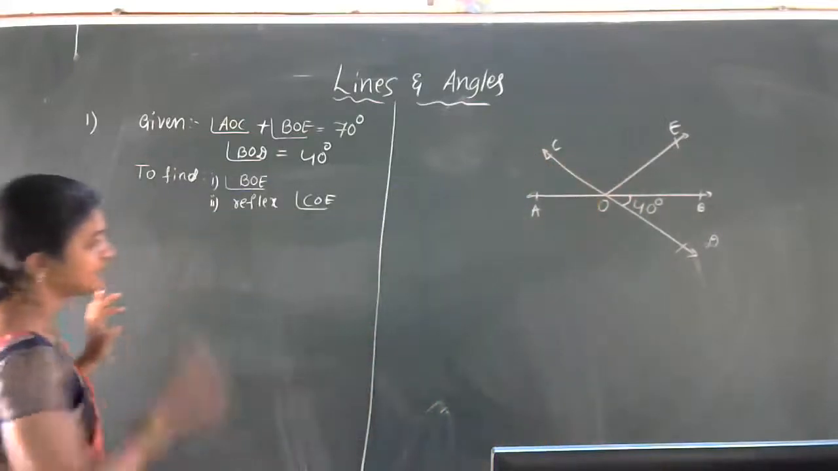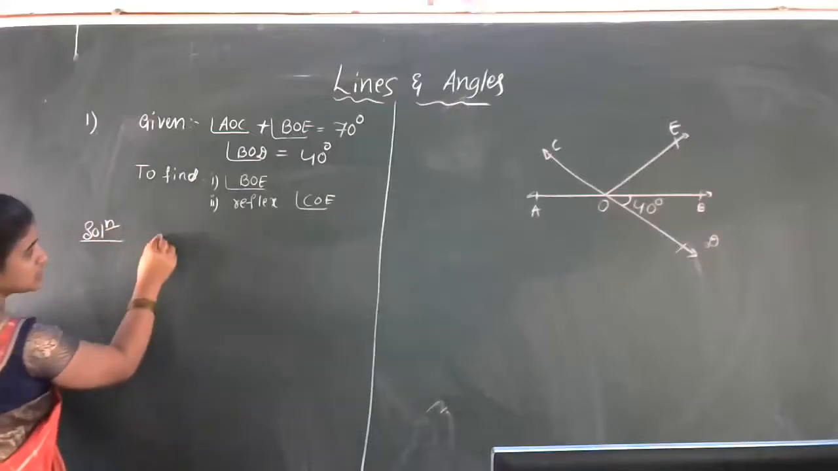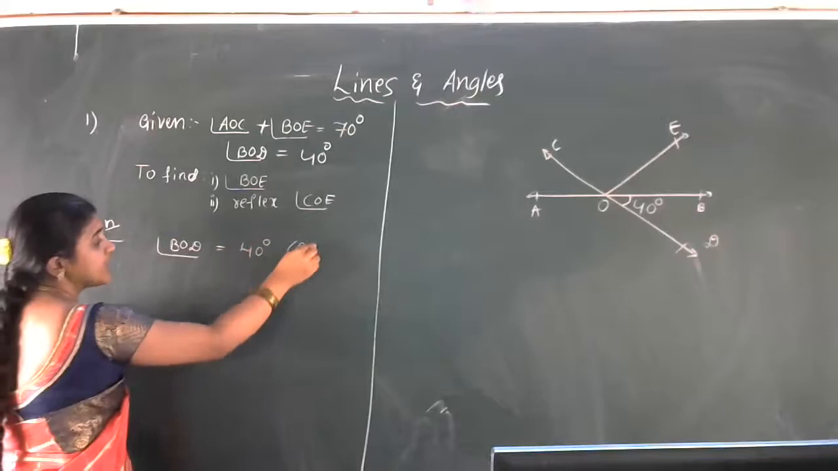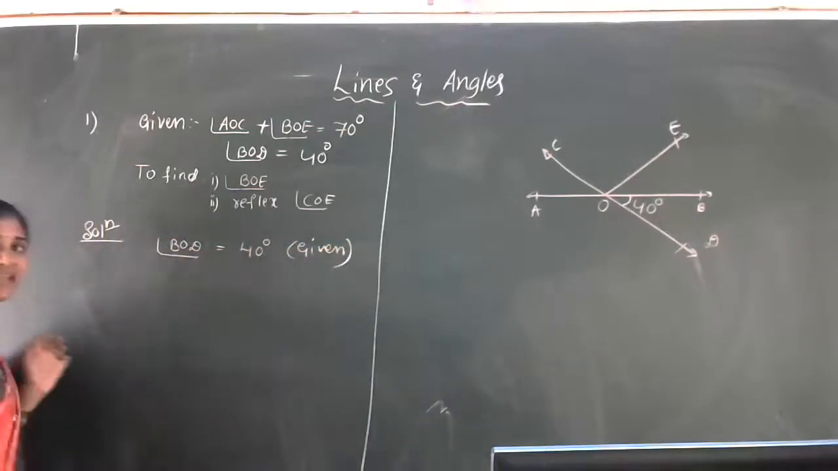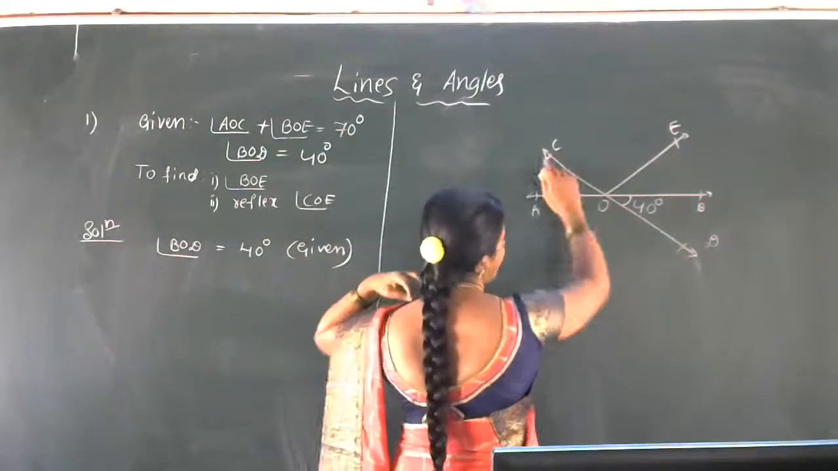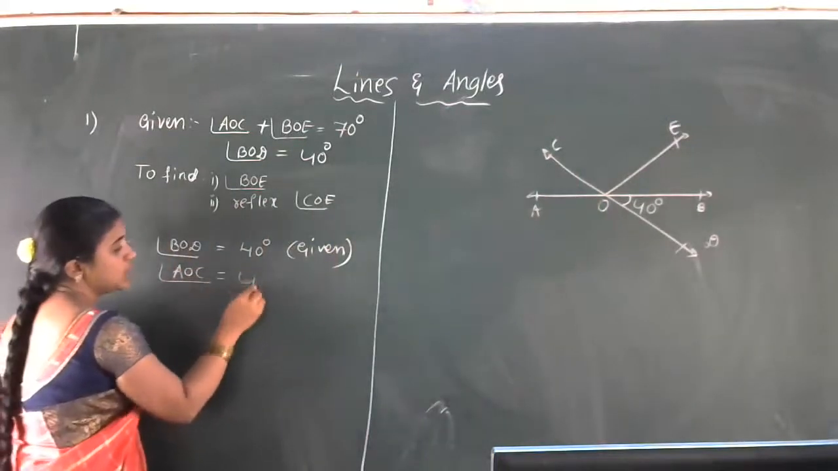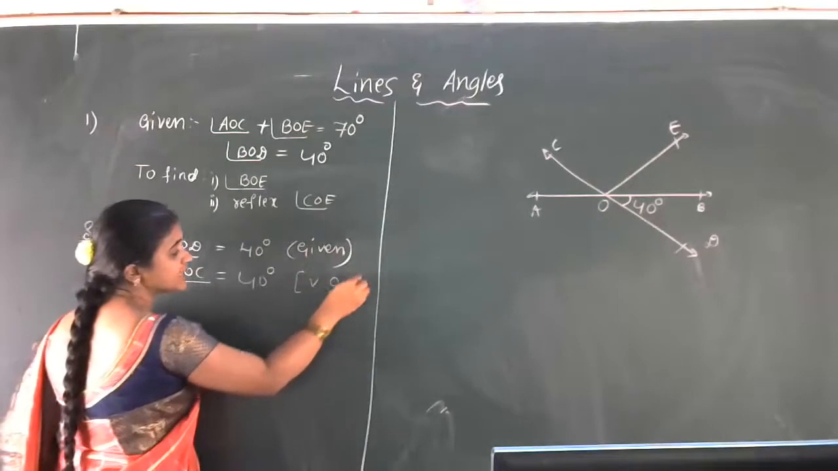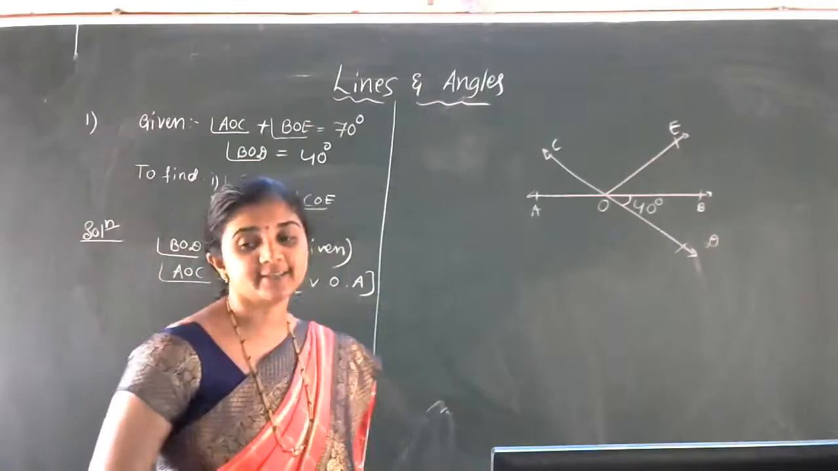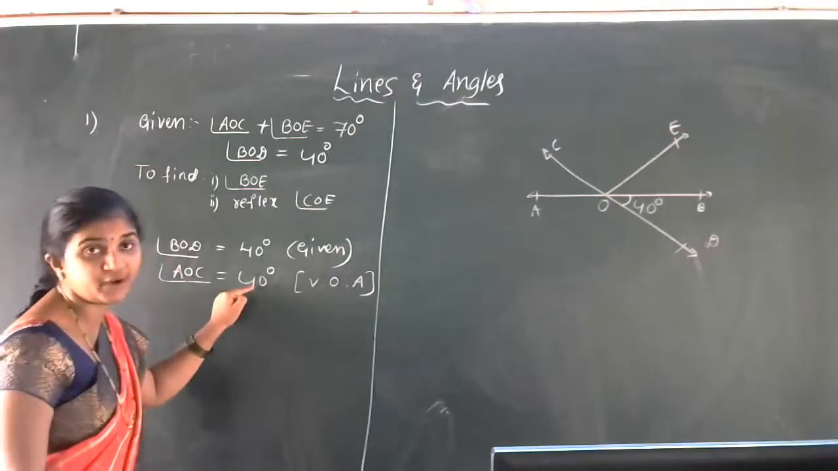So we'll start with the given data. Solution: angle BOD is equal to 40 degrees, it is given. We'll start the problem with the given angle. If angle BOD is 40 degrees, angle AOC is also equal to 40 degrees. What is the reason for this? Vertically opposite angles: AB and CD lines intersect each other at point O. So we got the AOC angle measurement as 40 degrees.